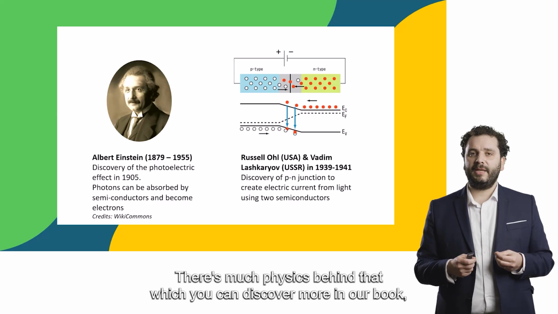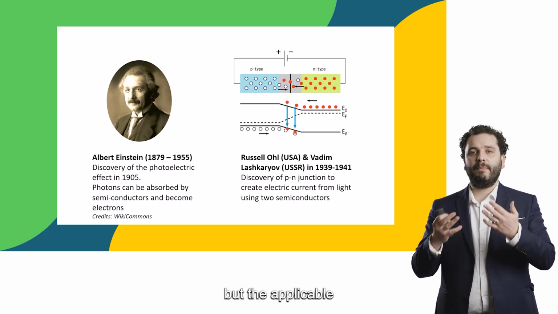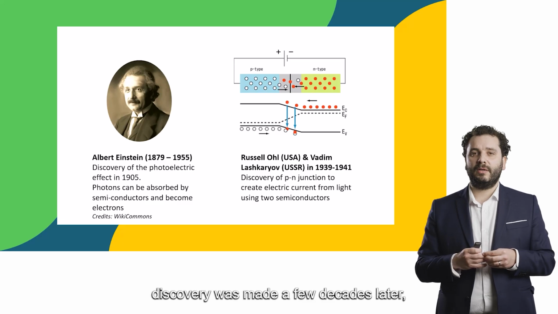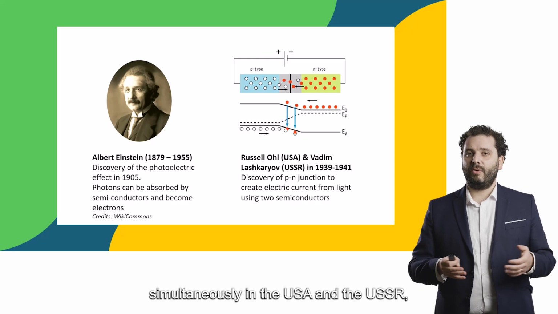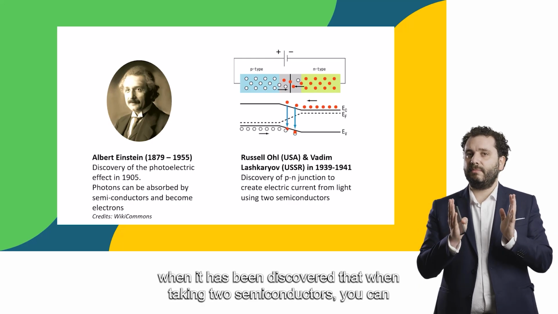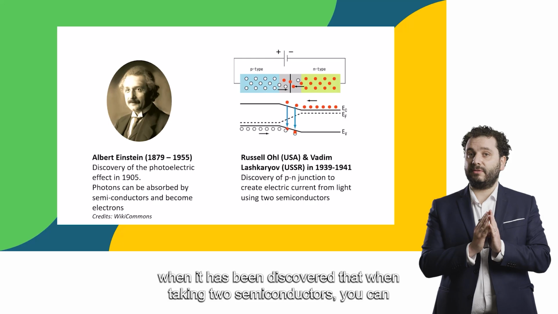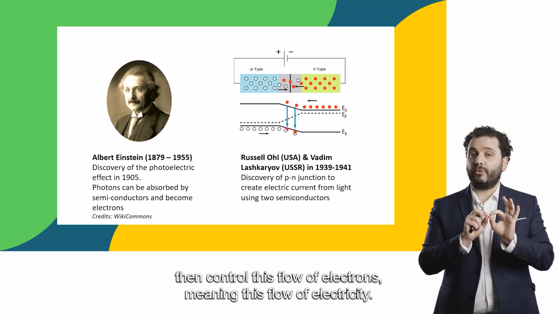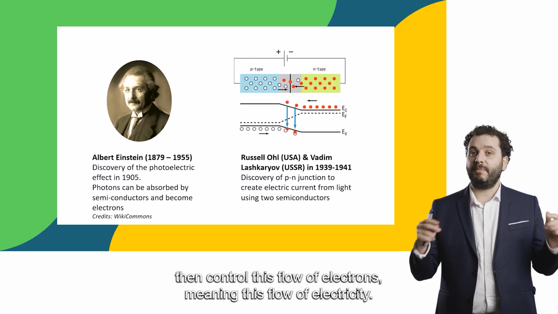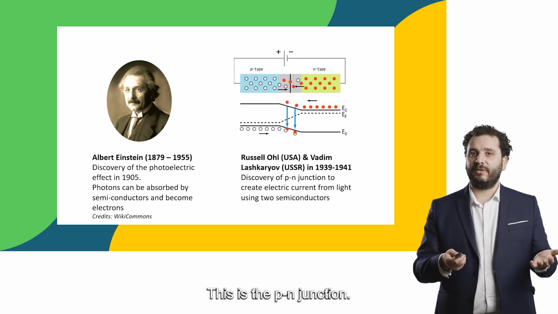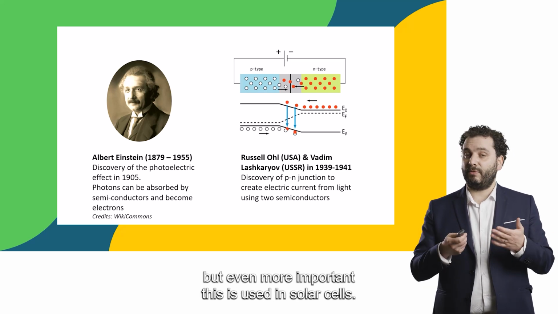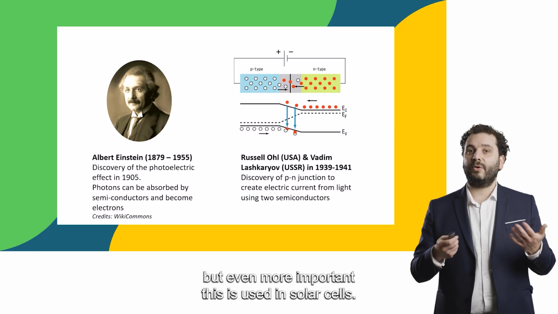There is much physics behind that. You can discover more in our book, but the applicable discovery was made a few decades later, simultaneously in the USA and the USSR, when it was discovered that by taking two semiconductors, you can control this flow of electrons, meaning this flow of electricity. This is the p-n junction. This is used in transistors, but even more importantly, this is used in solar cells.